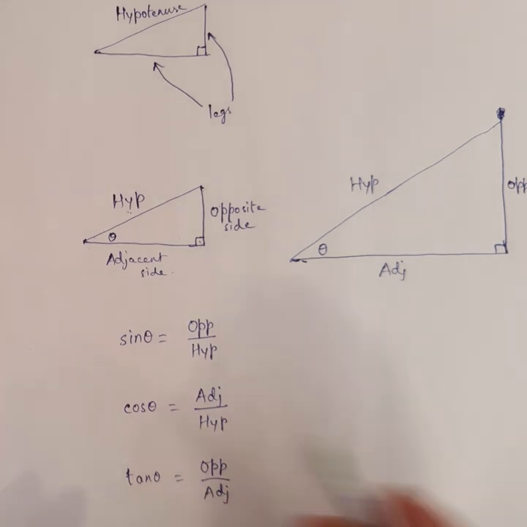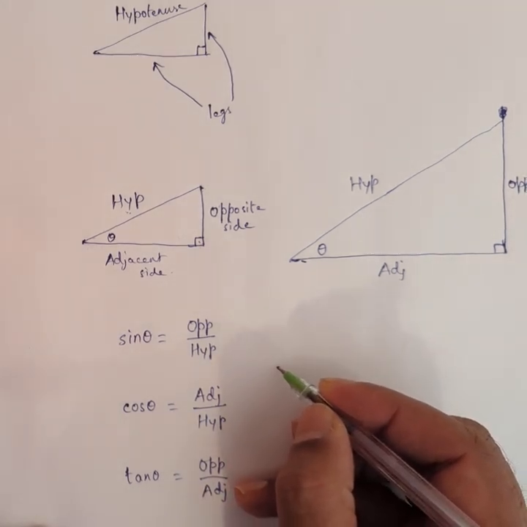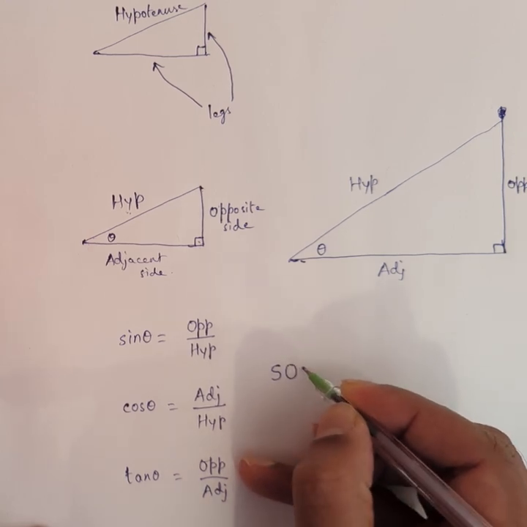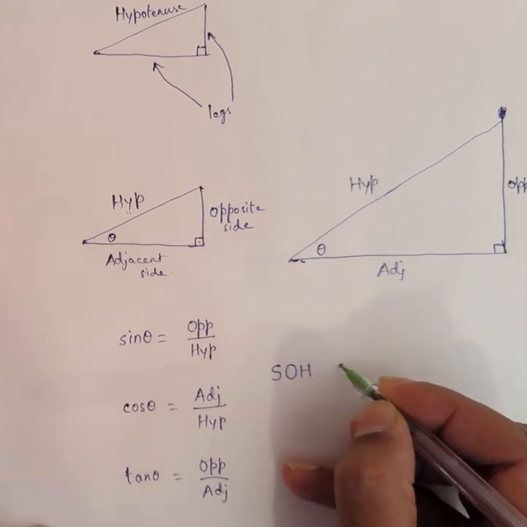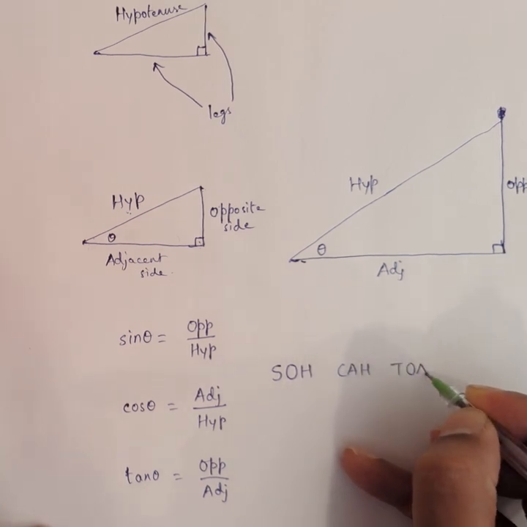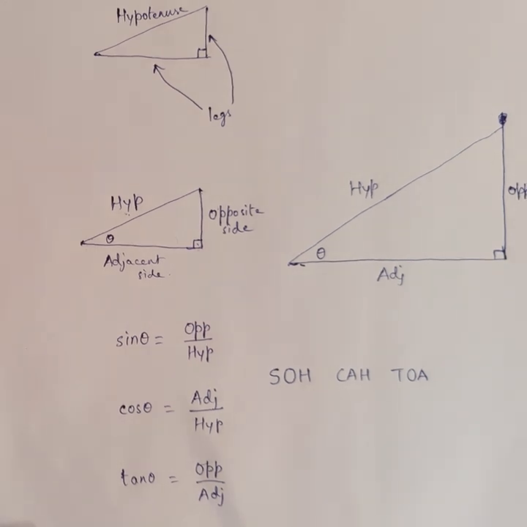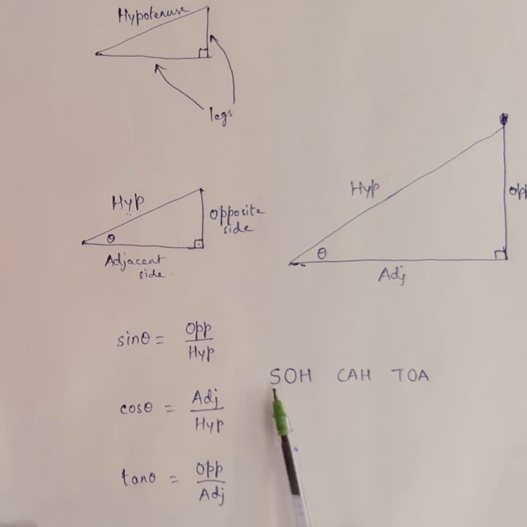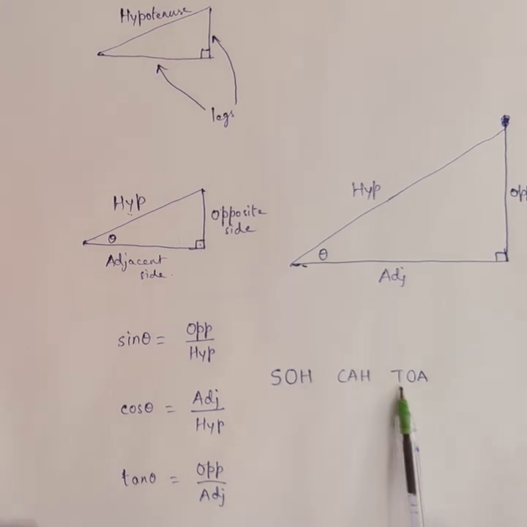A lot of students have this mnemonic to help them remember. So if that helps, you can use it too. So SOH-CAH-TOA. The first segment is telling me sine is opposite over hypotenuse, and the second one is cosine is adjacent over hypotenuse, and tan is opposite over adjacent.